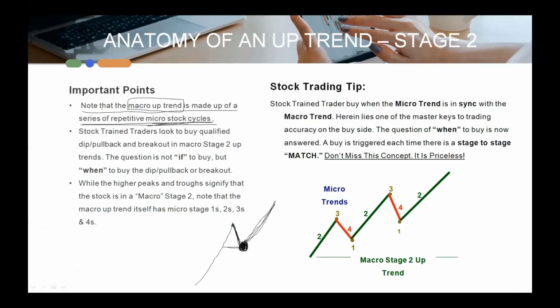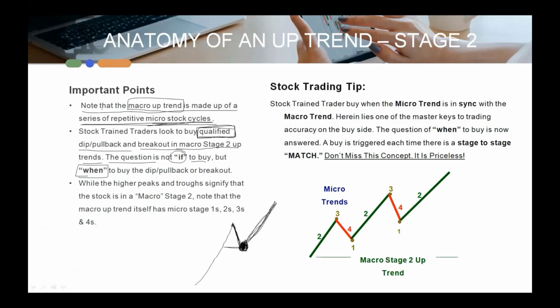Okay. Now this is just trend trading. Stock trading traders look to buy qualified levels, not all levels qualify. So we're going to be discussing this. Okay. We have to score our trade and qualify our trade. Every dip or pullback or breakout, as long as the macro stage is also up, aka stage 2, the question is not if I should buy, okay, but when.